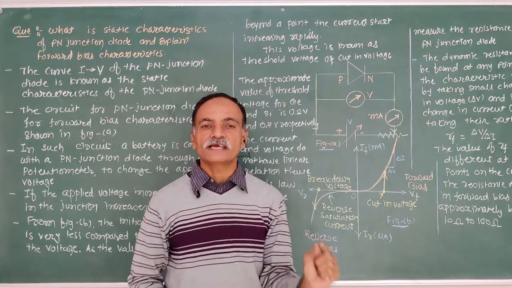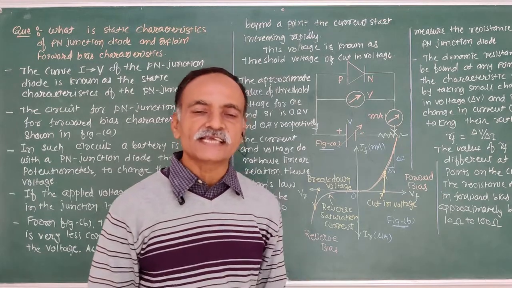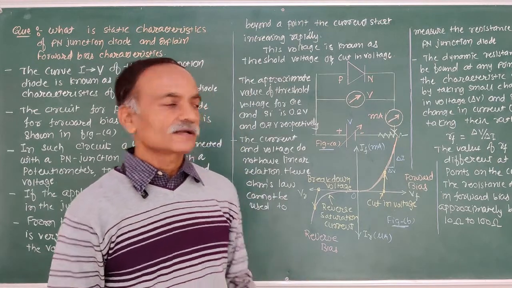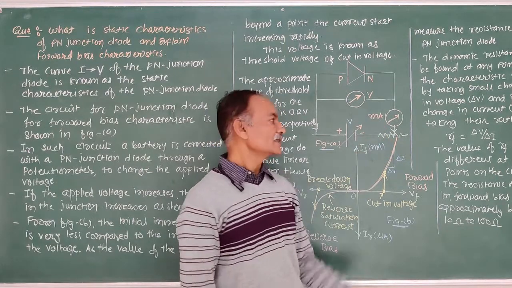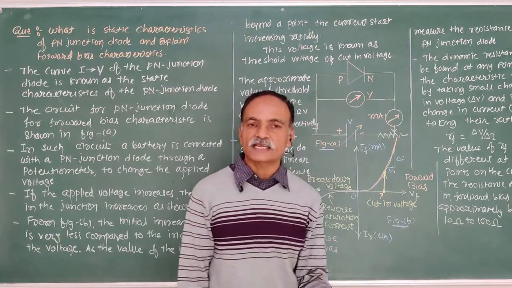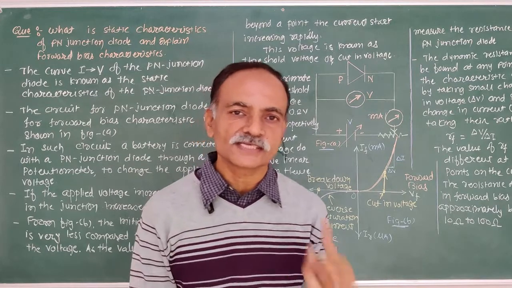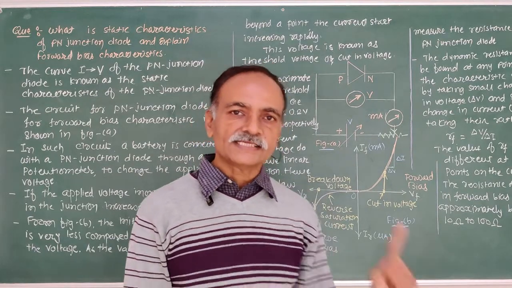Rheostat is the variable resistance. We can change the position of the pointer, therefore the resistance of the circuit is changed. Therefore the current flowing in the circuit and the applied voltage in the circuit also change. Clear this? Okay.